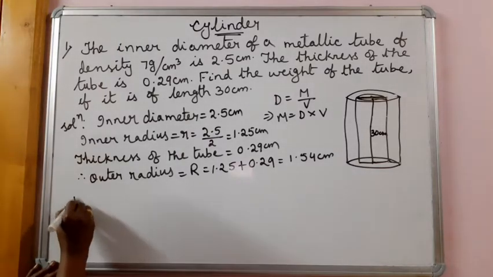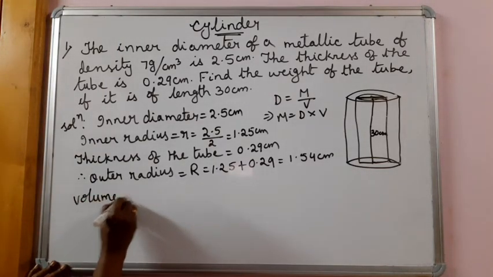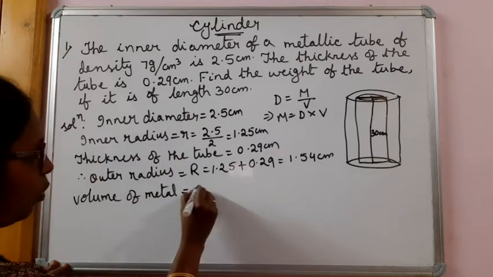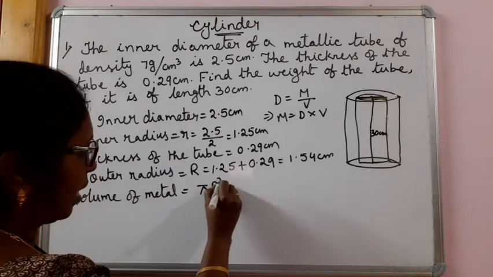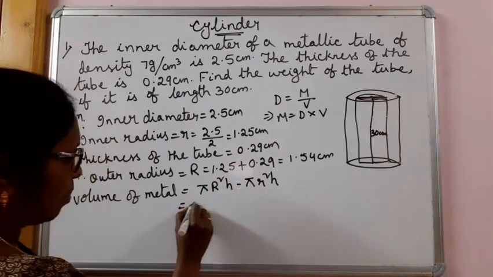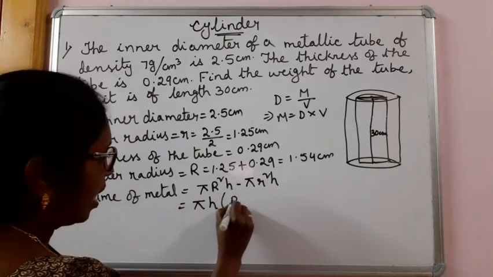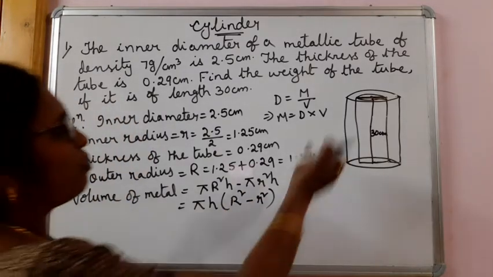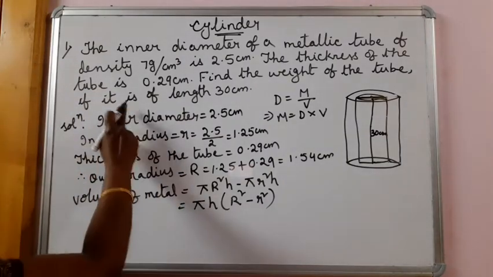That means volume of tube, or volume of metal, is equal to pi capital R square h minus pi small r square h. That means if you take pi h common, capital R square minus small r square gives you the volume of the metal. One more is given.